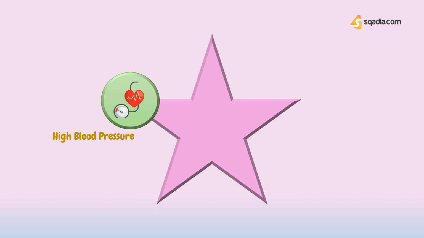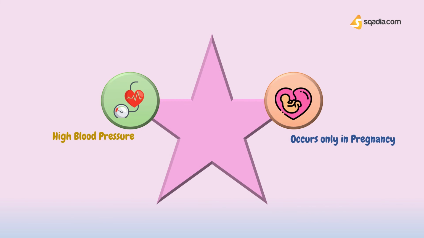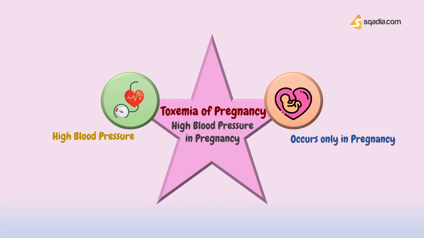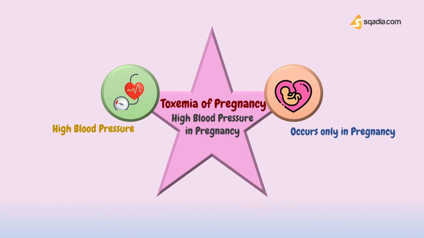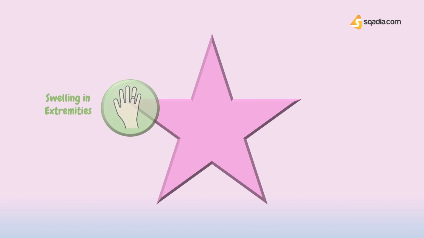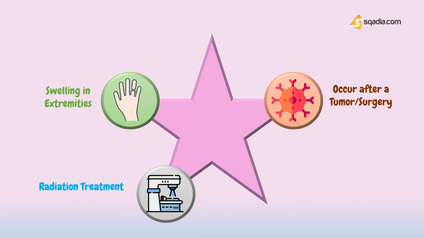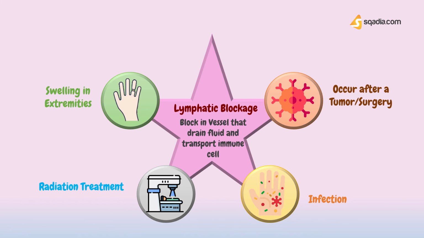Now, if the patient shows symptoms like high blood pressure that occurs only in pregnancy, then this might give you an indication that the patient has toxemia of pregnancy. Toxemia of pregnancy is a dangerous condition of high blood pressure in pregnancy. If the symptoms are swelling in the extremities, which may occur after a tumor or surgery, radiation treatment, infection with a parasite, this might give you an indication that the patient has lymphatic blockage. This is a state of a block in the vessels that drain fluid from tissues and transport immune cells around the body.